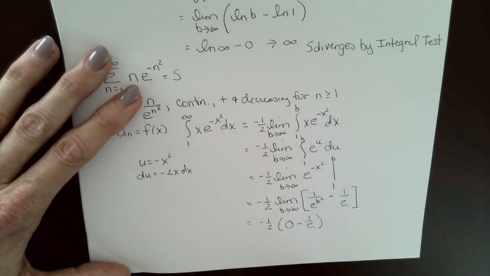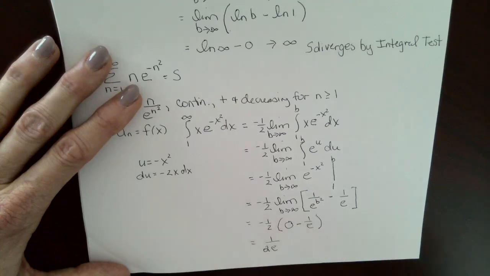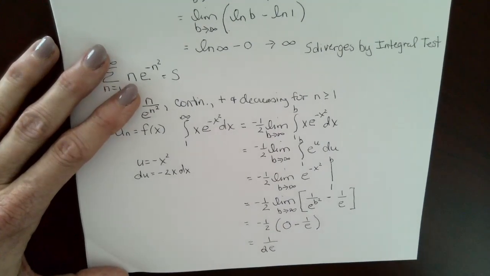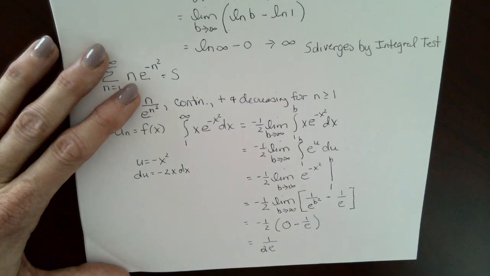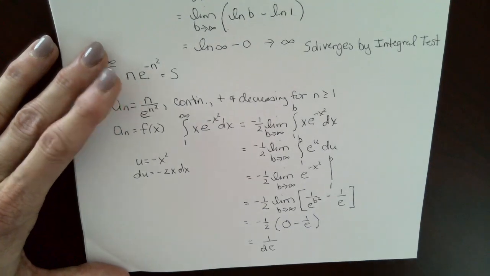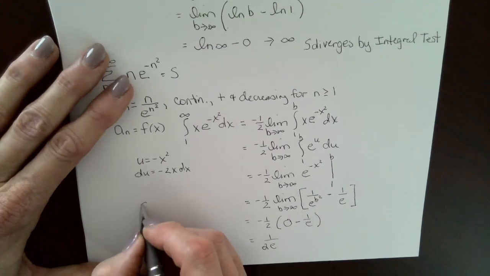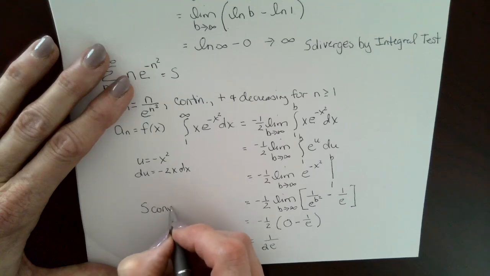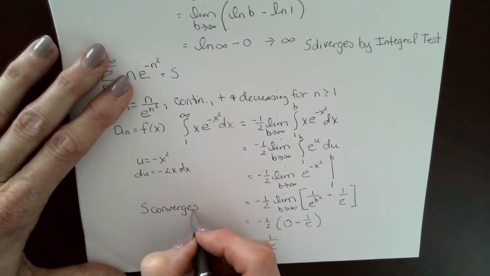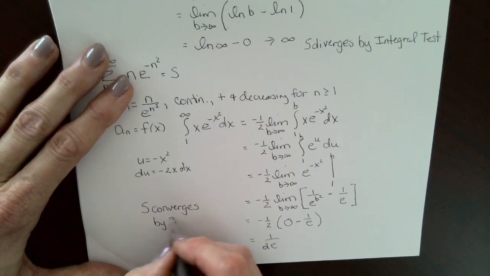So what do we end up with? 1 over 2e? Positive 1 over 2e? Is that a finite number? Yeah. So what's that tell us? Yes, the series converges because you ended up with a finite number. So I'm going to say S converges by integral test.